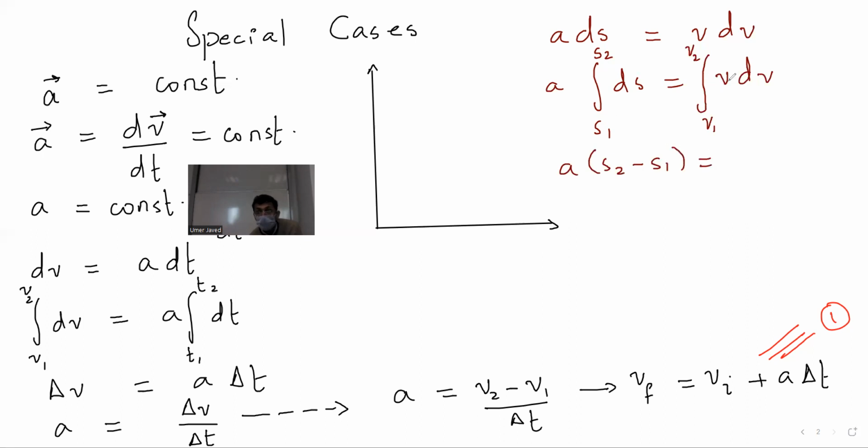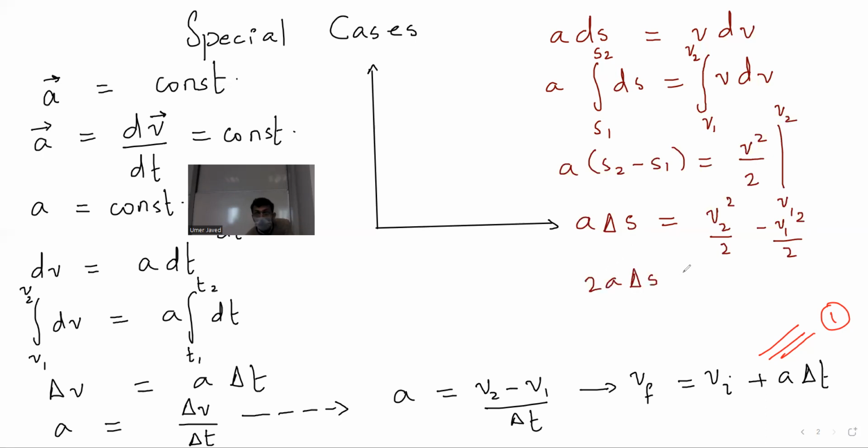One of the students said, perform the integration. Integral of v is v square over 2. Put a little bar, v1 to v2. A delta s equals v2 square over 2 minus v1 square over 2. Correct? Then I get 2a delta s equal to vf square minus vi square. Does it ring bells? Yes, right?